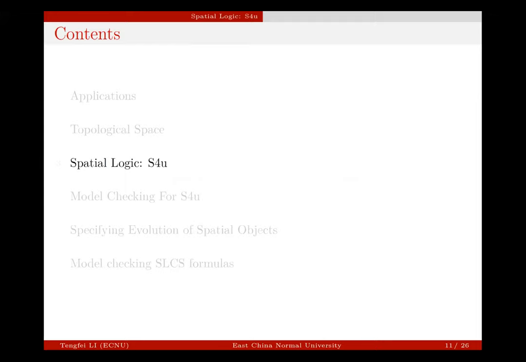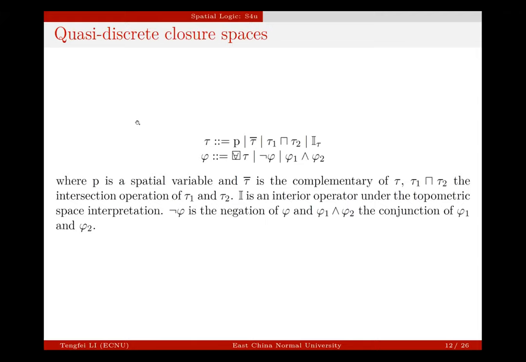For the spectral logic, we base it on the very popular spectral logic named S4U. S4U is defined based on the spectral terms and the spectral formula. For the spectral terms, P is the autonomous spectral term. First we define the spectral term based on the point, the reading, and the grid. And then we define the complementary of the spectral terms, and define the intersection and the union, and the interior and the closure of the spectral terms.